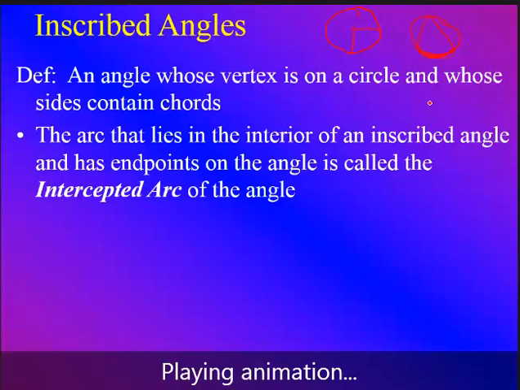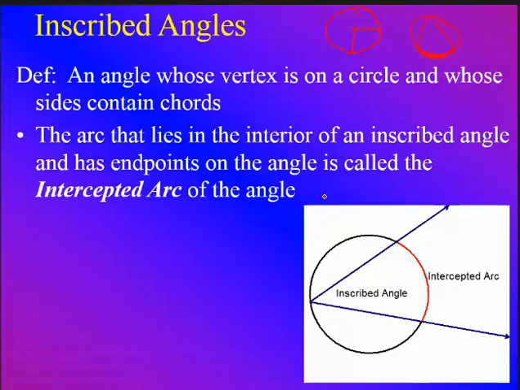Okay, so here's perhaps a better picture. The inscribed angle here, notice the vertex is on the circle. The intercepted arc is the piece of the circle that is cut out if you were to cut this inscribed angle. So you need to know those two terms, inscribed angle and intercepted arc.